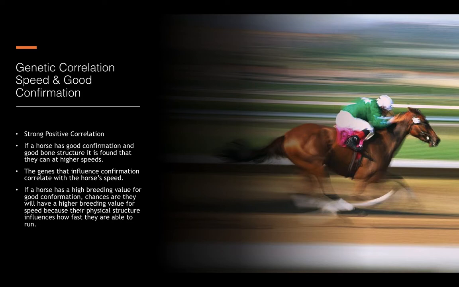Genetic correlation between speed and conformation. These two traits appear to have a strong positive genetic correlation because if a horse has good conformation and good bone structure, it is found that they can run at higher speeds. The genes that influence conformation correlate with the horse's speed. Lastly, if a horse has a high breeding value for good conformation, chances are they will have a higher breeding value for speed because their physical structure influences how fast they are able to run.